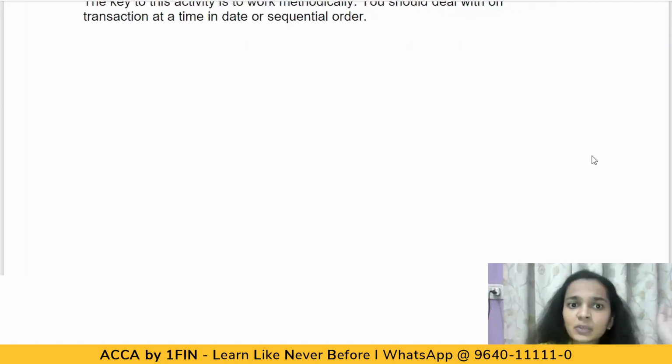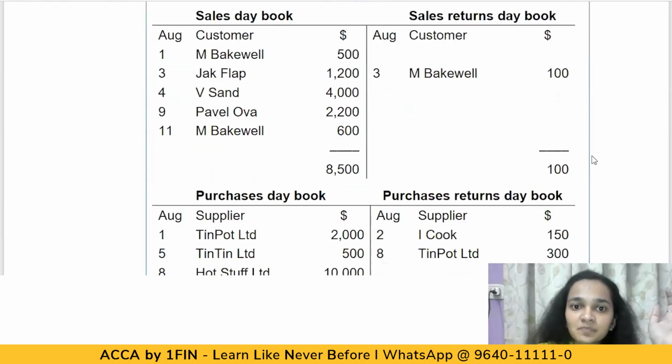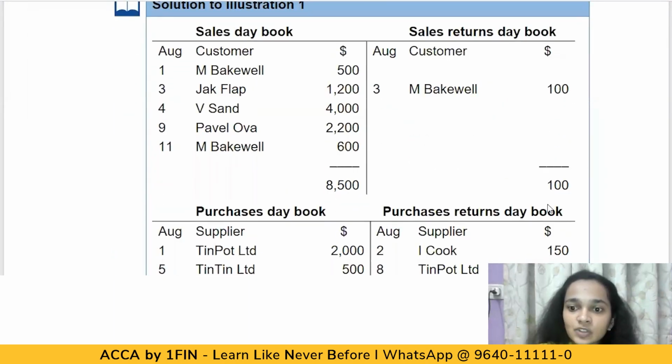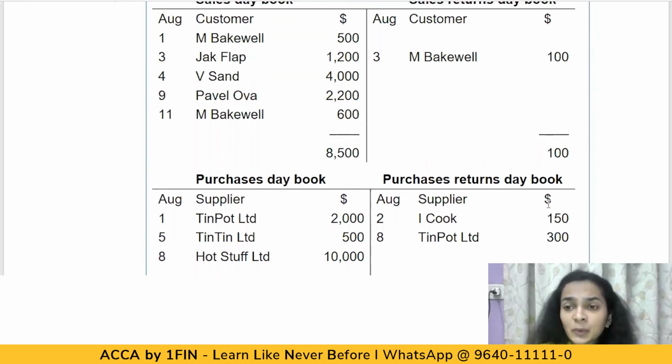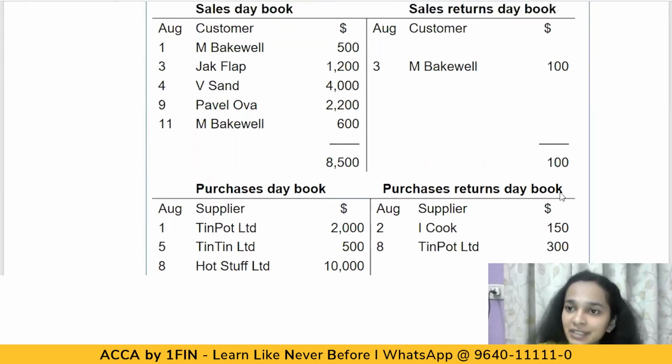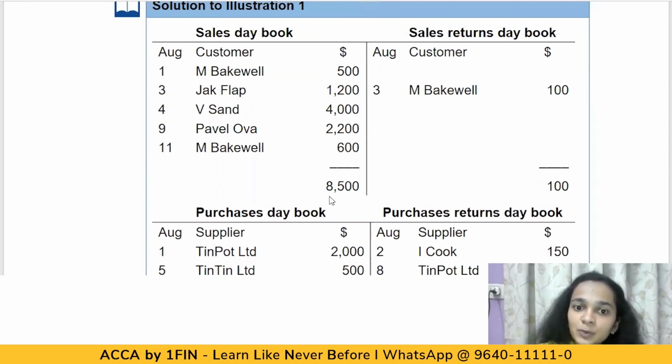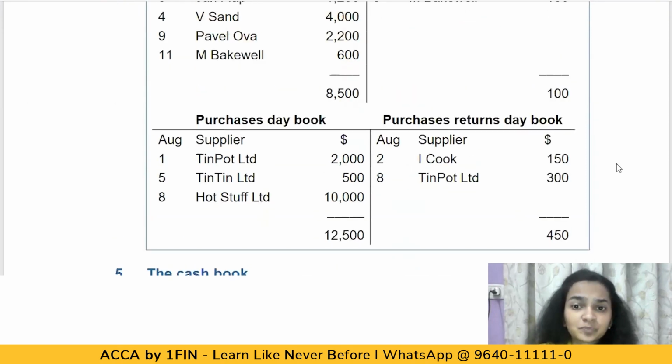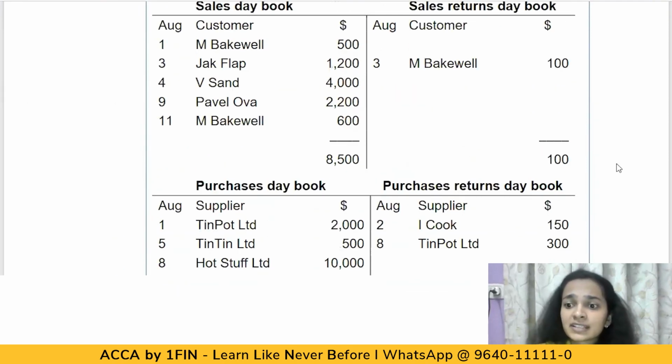So they have asked us to make relevant day books. So this is how the presentation has to be. This is the same presentation we did here in the Excel. Ultimately, the question would ask you what is the total of the sales day book, or what is the total amount in the purchases day book, or the purchases return day book, or the sales return day book, as the case may be. So this type of questions may be asked.